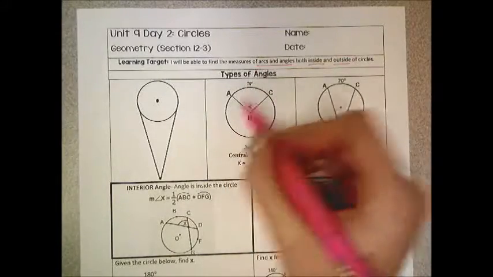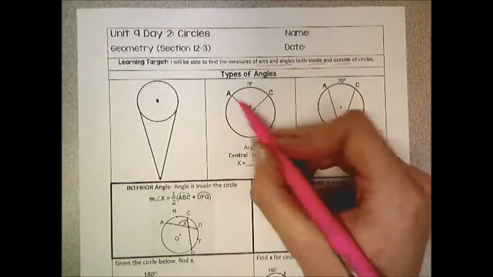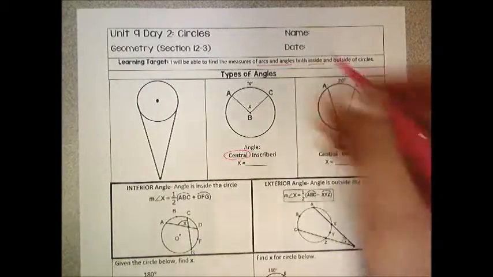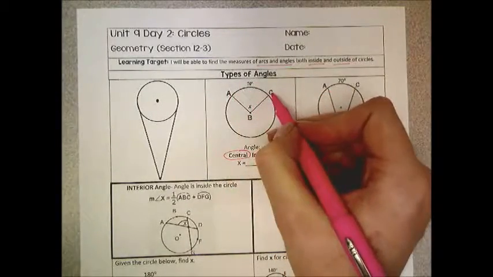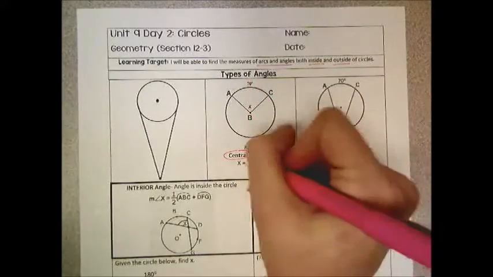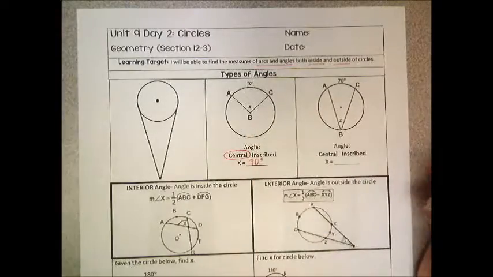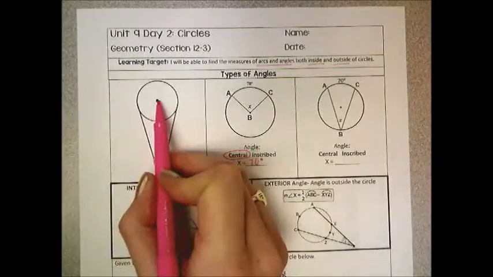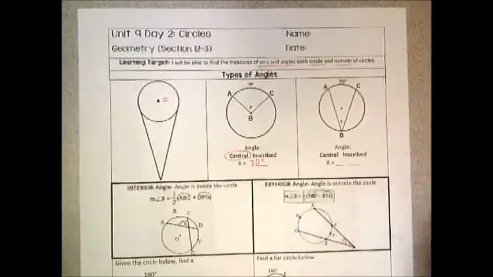So right here I've got my angle formed at the center, so that tells me that it is a central angle. I see that the arc here is 70. Well, I know that in central angles the angle is equal to the arc, so x equals 70 degrees. So in my ice cream cone right here, angles formed at the center, I remember, were equal.